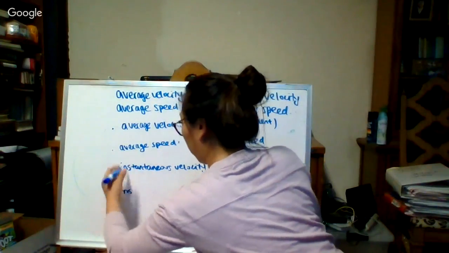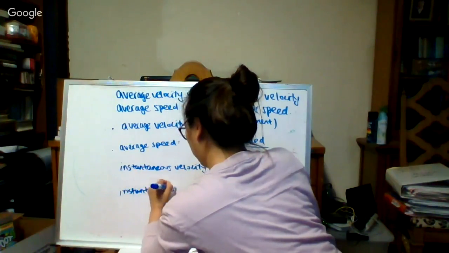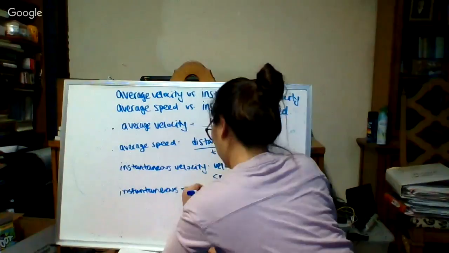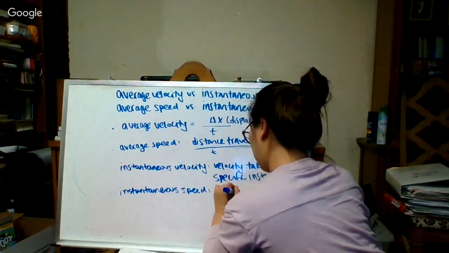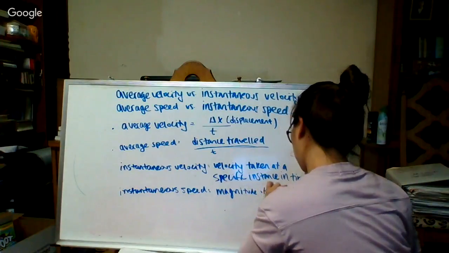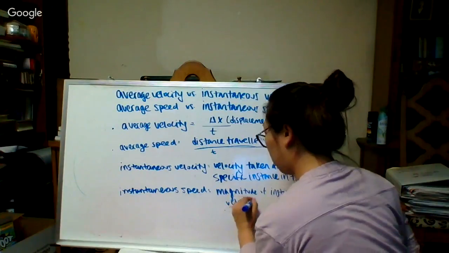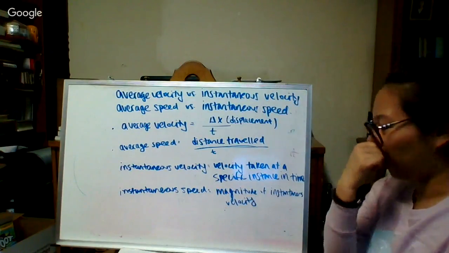And then instantaneous speed is magnitude of instantaneous velocity. Oh, velocity, sorry. Instantaneous speed is magnitude of instantaneous velocity.